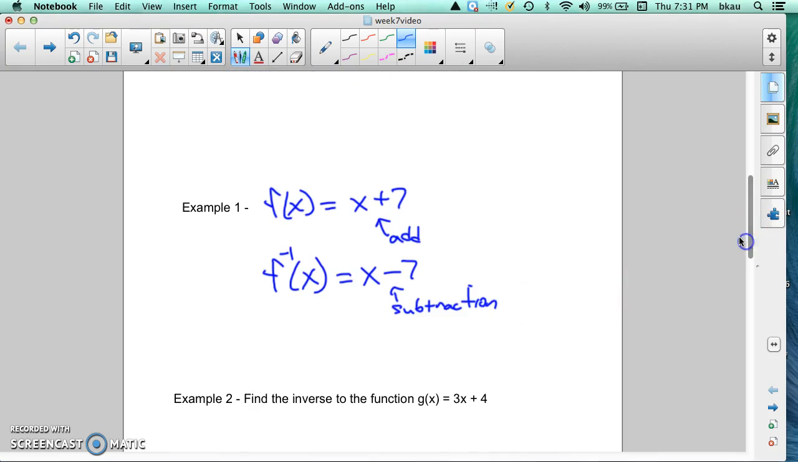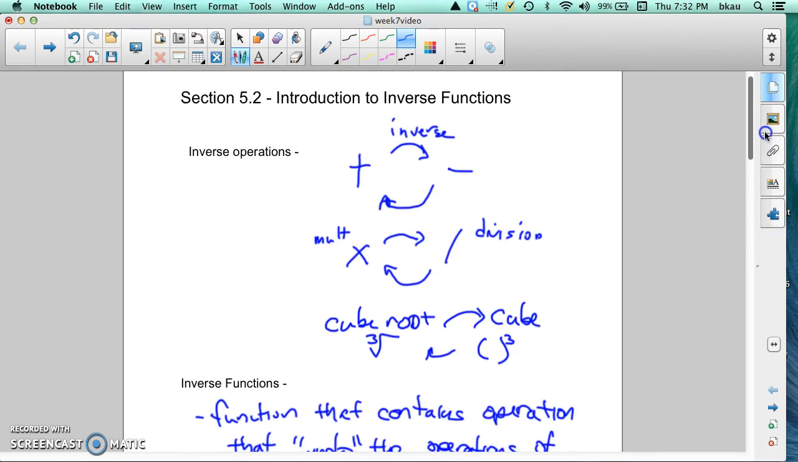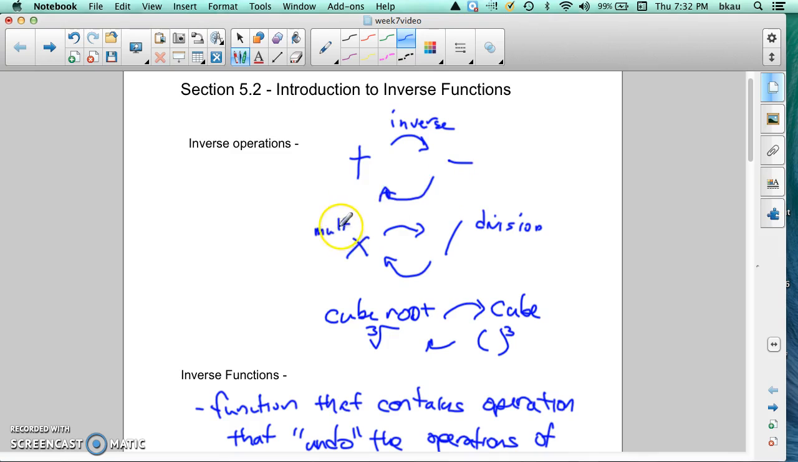Another example would be something like a division problem. So if I had a function g of x equals x divided by 3, then our inverse function, with a little -1, g inverse of x, would be x times 3. We would write 3 times x. So we have division here, and we have multiplication here. So we're using the opposite or the inverse operation that we discussed up above. So if we see multiplication in one function, the inverse function should have division.